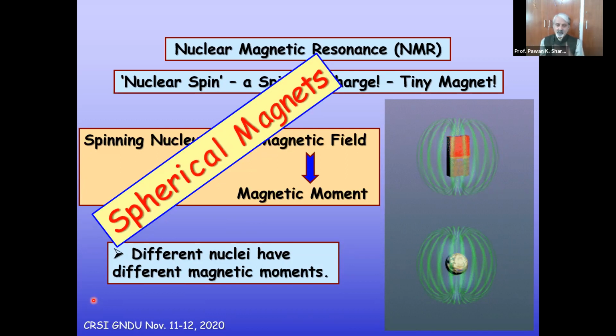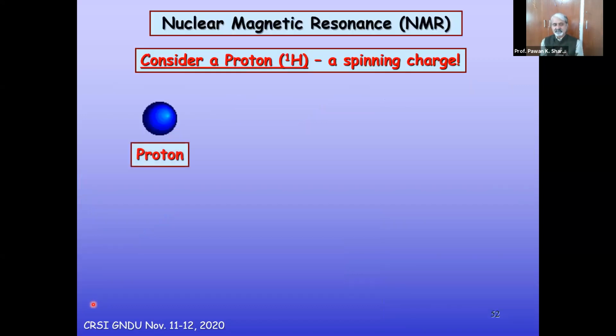But nowadays, you are used to seeing all kinds of magnets, even the refrigerator magnets, of all sizes, all shapes. So for understanding NMR, whenever you imagine a magnet, in your mind it should be a spherical magnet and not a bar magnet. Now we say that the principle is nuclear spin, and a spinning nucleus behaves like a spinning charge and would have a magnetic moment.